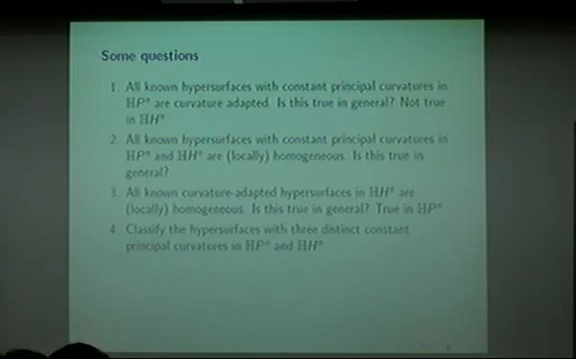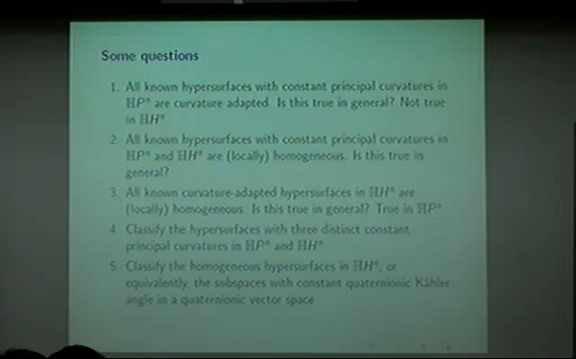Classify the hypersurfaces with three distinct constant principal curvatures in both the quaternionic projective space and quaternionic hyperbolic space. In the complex space forms, this was done by Takagi and me and Carlos, but I don't think this is known in the quaternionic cases. The reason this hasn't been achieved yet, I believe, is that the equations one gets from Gauss and Codazzi are pretty complicated and difficult to master. But that's probably the next step to investigate.